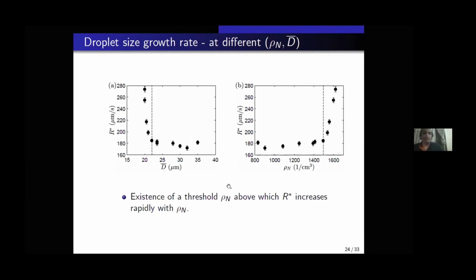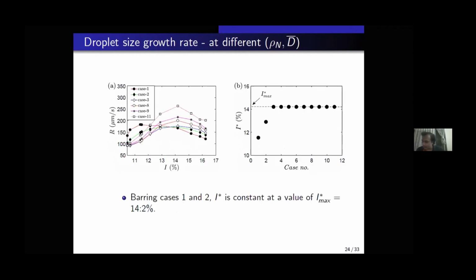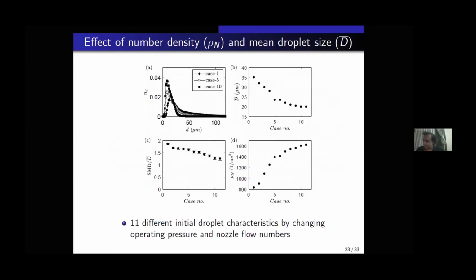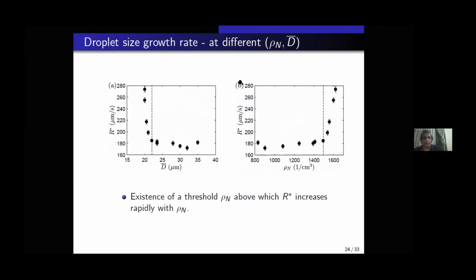Okay, so what are the trends we observe? For part 1, we first plot the trend of the maximum droplet size growth rate as a function of both the mean droplet size in the droplet field and the droplet number density. These are also characteristics associated with the initial droplet field that we are generating from the spray nozzle. I will repeat that these are the same 11 experiments. Is it 11? Let me just confirm. Yeah, these are the same in both the plots.